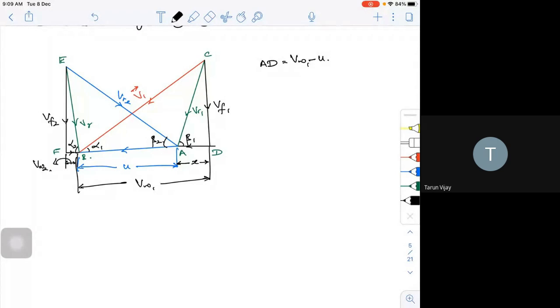Okay, AF, actually this particular thing. If you try to take this AF, what will it be actually? That will be your VW2 plus U. So if I take AF, this will be VW2 plus U, and for this condition, beta 1 and beta 2 are same for this particular degree of reaction condition. This is how you can write your velocity triangle. This is one way of writing your velocity triangle, which is right.